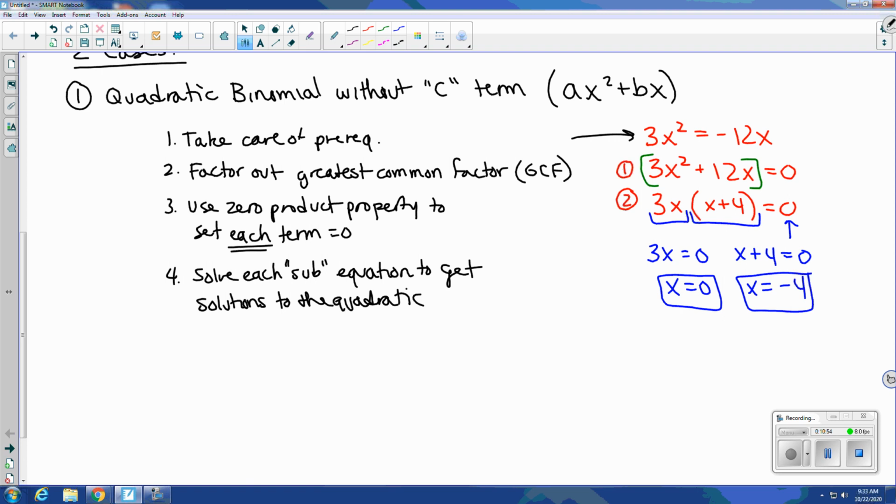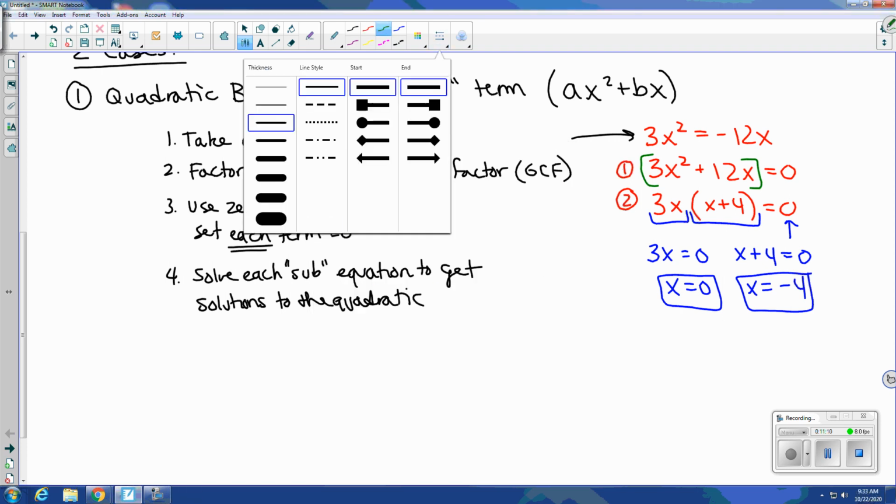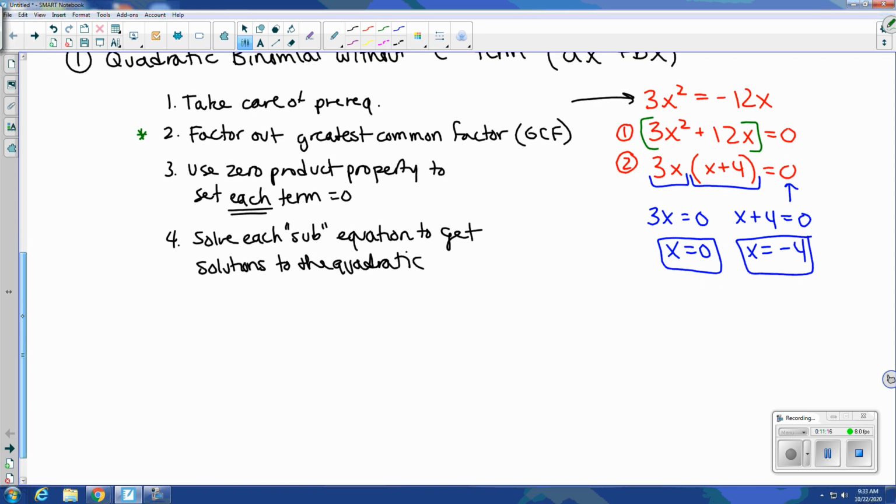So that is how you handle a quadratic binomial without a c term. You're going to set it equal to 0, take care of those prereqs. Then you're going to factor out a GCF. Okay, that's the big one. This is the difference between what we're going to do next. This is the main difference. It's the GCF thing. Okay, that's how you handle that.